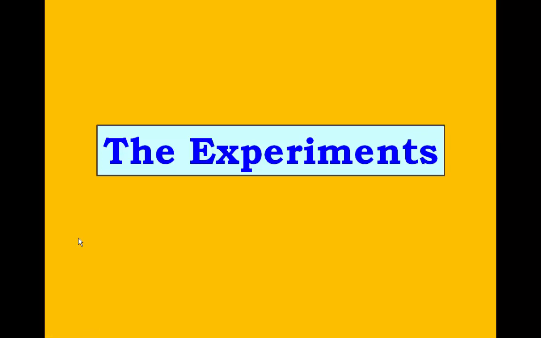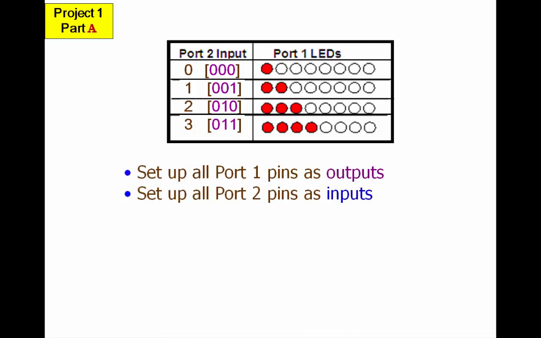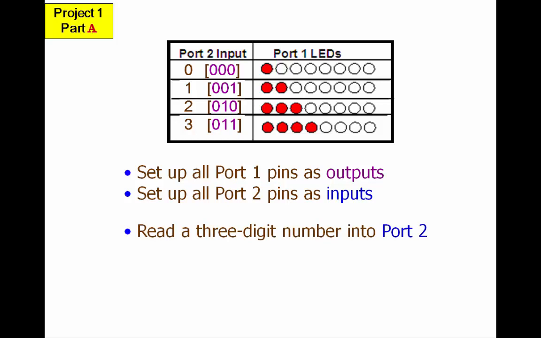Now let's talk about the actual experiments. Project 1 Part A asks you to apply a number to port 2, set up as an input, and then apply the output to LEDs connected to port 1. So the thing you have to do in this experiment is set up all port 1 pins as outputs and set up all port 2 pins as inputs. And then read a 3-digit number into port 2. Now of course you will have to design an external circuit that can apply either 0 or 3.3 volts to the port 2 pins, depending on whether you want those individual pins to be high or low.